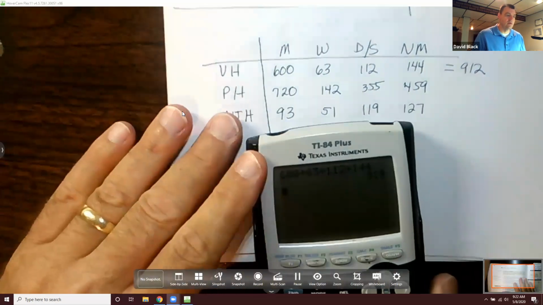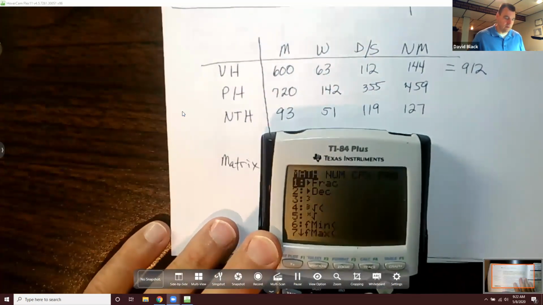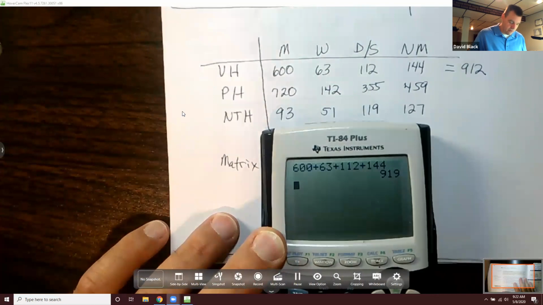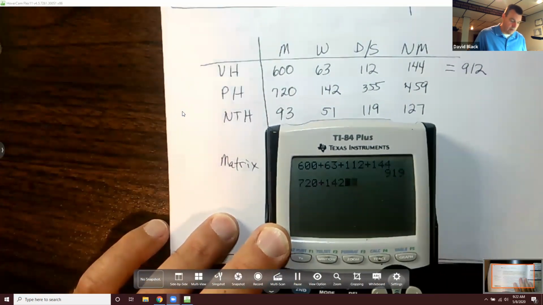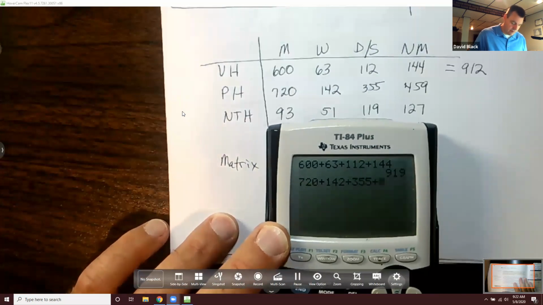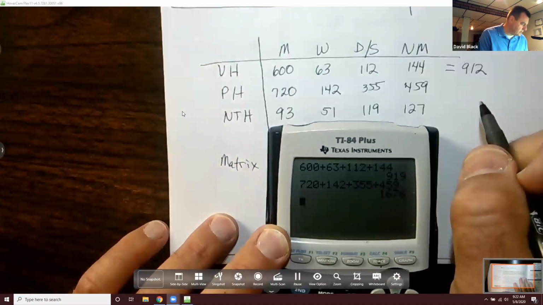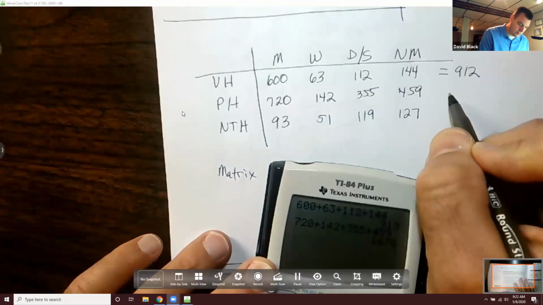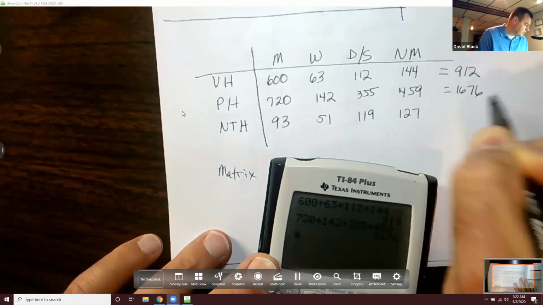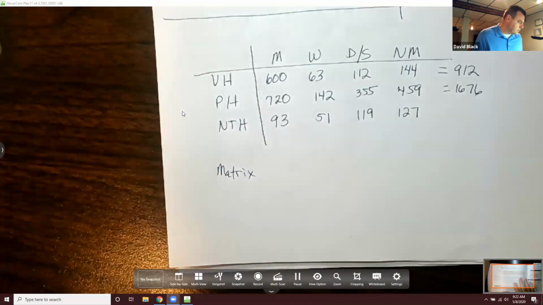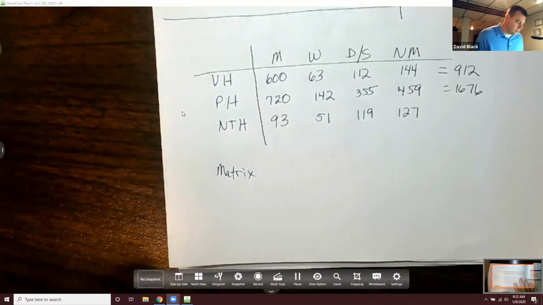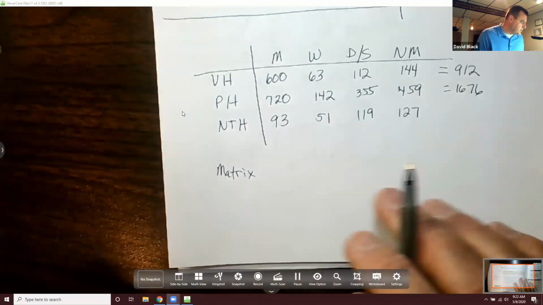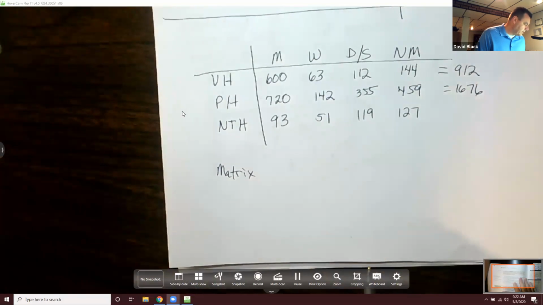Let's do the next row. 720 plus 142 plus 355 plus 459 is 1676. Okay, you guys complete those totals for the rows and then do each column as well. And we'll compare notes here in just a moment.